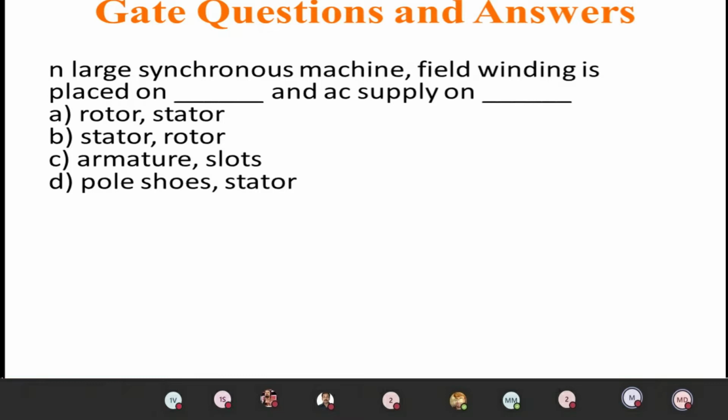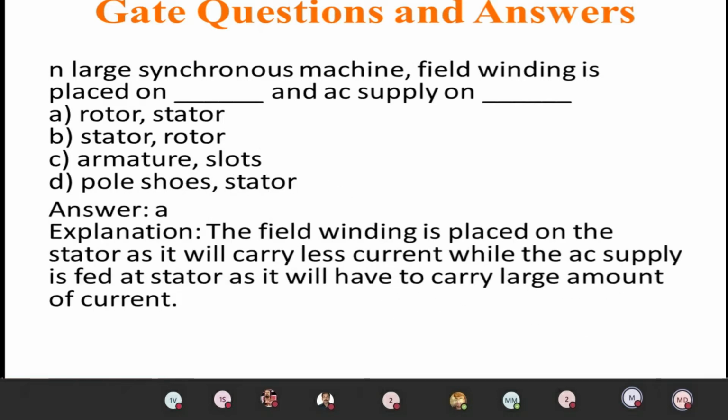So come to the question. The options are: rotor, stator; stator, rotor; armature, slot; pole shoe and stator. Let me leave C and D. In a large machine, we recommend the field winding in the rotor, because if the field winding is placed on the stator, it will carry less current, while the AC supply is fed at the stator, as it will have to carry a large amount of current. So option A is correct.